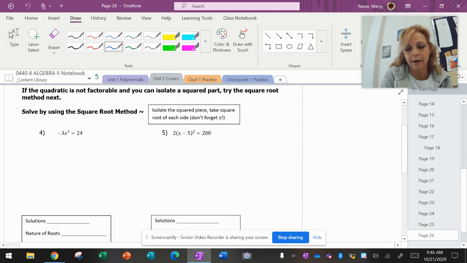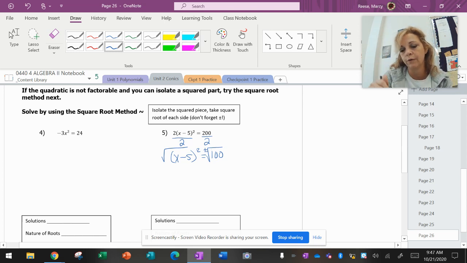When I look at 5, I see that the x is inside a squared. So I'm going to isolate by dividing by 2, because I've got to get rid of the 2 on the outside of the square. And the square root method is just what it says. It's like you're square rooting, you're undoing the squared. When I create a square root around a number, I always put a plus minus, because negative 10 squared is 100 or 10 squared is 100. So that gets rid of the squared.